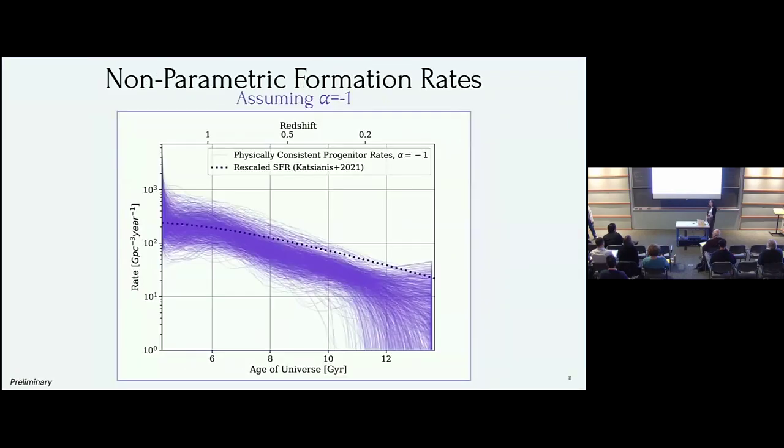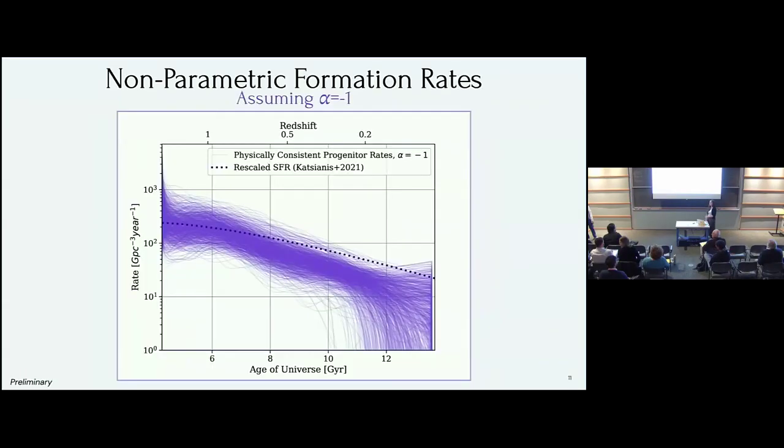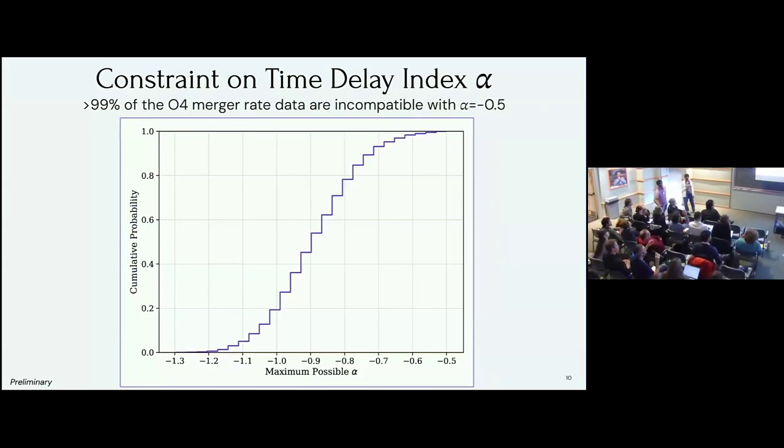Hi. Thank you for the talk. Can you go back to the cumulative distribution plot? Yeah, I think maybe I misunderstand the subtitle. When you say 99% of the merger data are incompatible, do you mean like taken one by one, you can take that this particular BBH is not compatible with the alpha of minus 0.5 99% of the times, or is it population based? It's population-based. Okay, so in the data set, there's thousands of merger rate curves that could be consistent with the data.